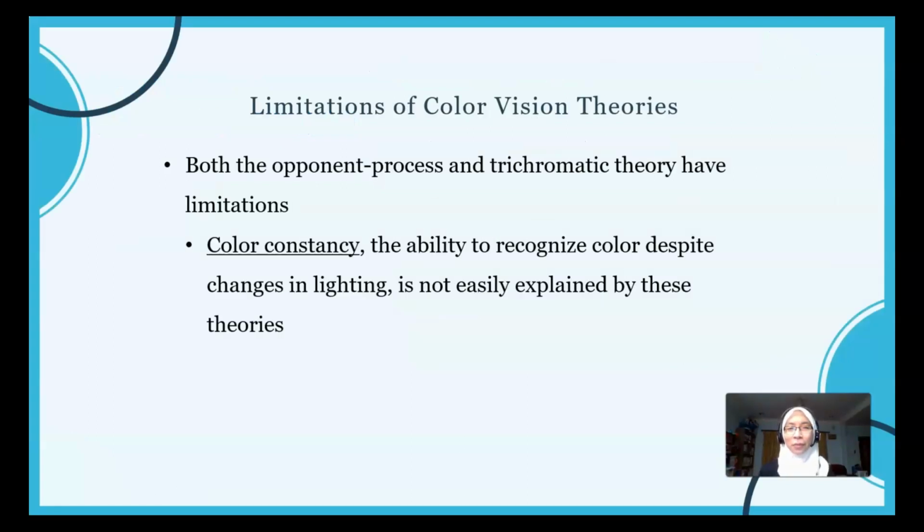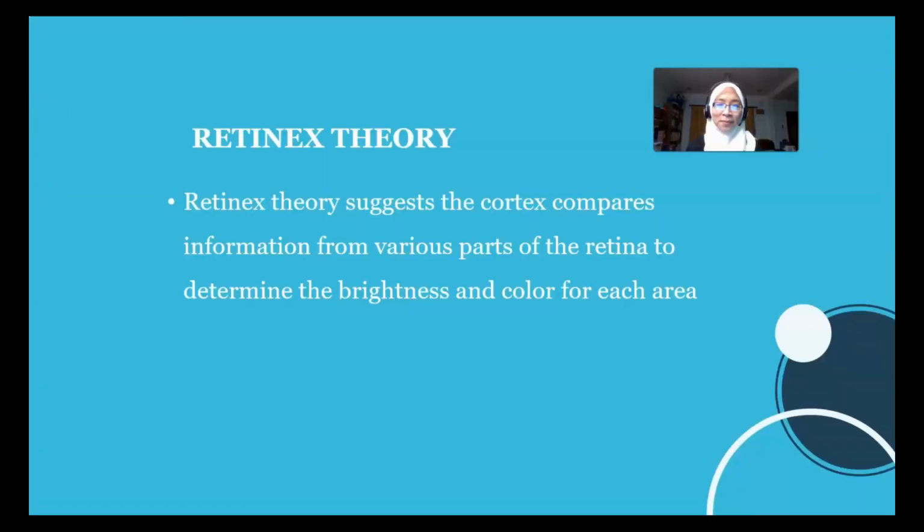The thing with the opponent process theory and the trichromatic theory is that they don't explain color constancy. Color constancy is the ability to recognize color even though there are changes to the environment, such as lighting. And for that, we have the retinex theory. The retinex theory suggests that the cortex, the brain, compares information from various parts of the retina to determine the brightness and color for each area.